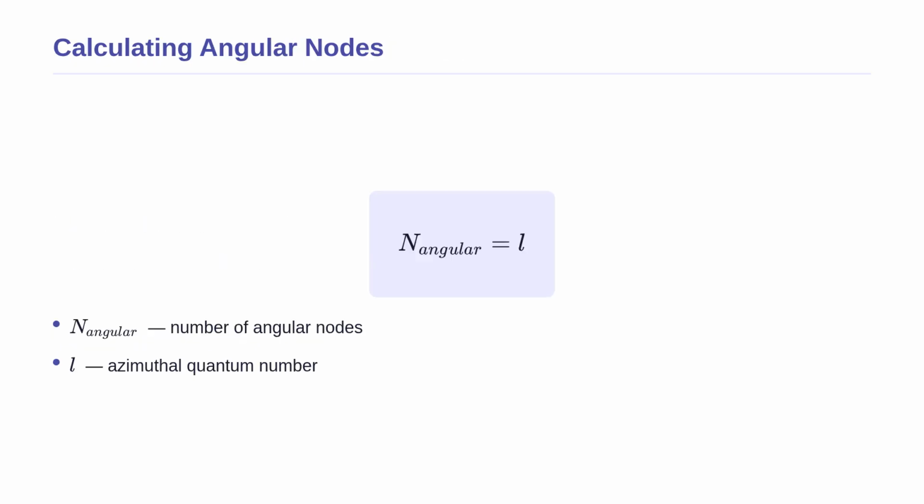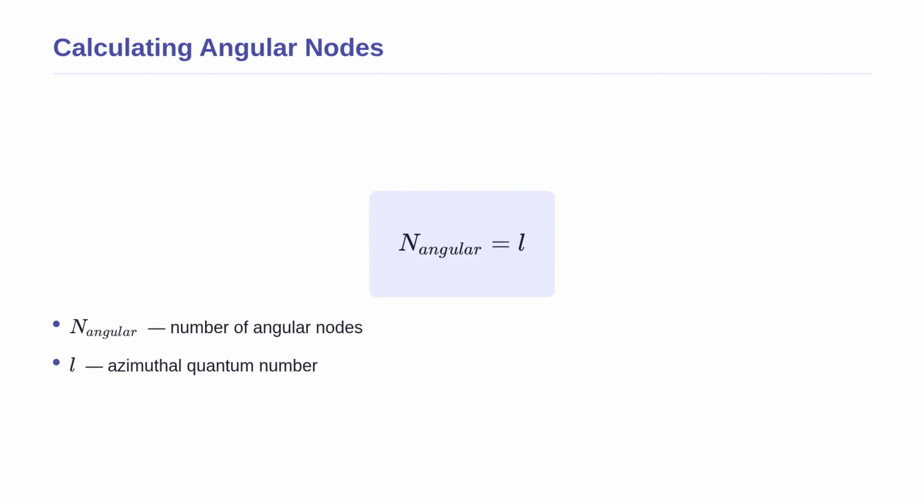This concept of directional slices gives us a wonderfully simple formula. The number of angular nodes is exactly equal to the azimuthal quantum number L. That is it, just the value of L. This quantum number defines the subshell.